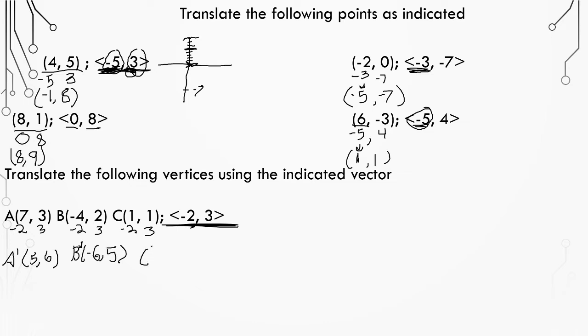And then lastly, C prime here. 1 plus -2 is -1. 1 plus 3 is 4. So these would be my new points, right? So again, you can apply this translation vector to all 3, 4, 5, 10,000 points if you want to, by just simply adding and subtracting the right numbers together. Again, first number, add or subtract to the x. Second number, add or subtract to the y, just like a normal point.